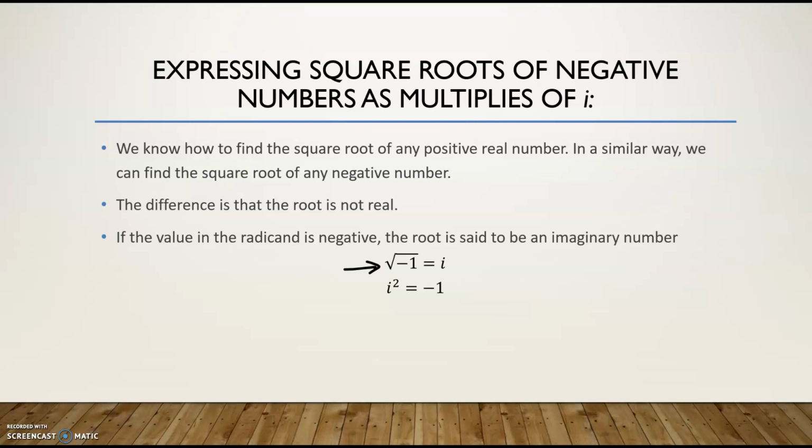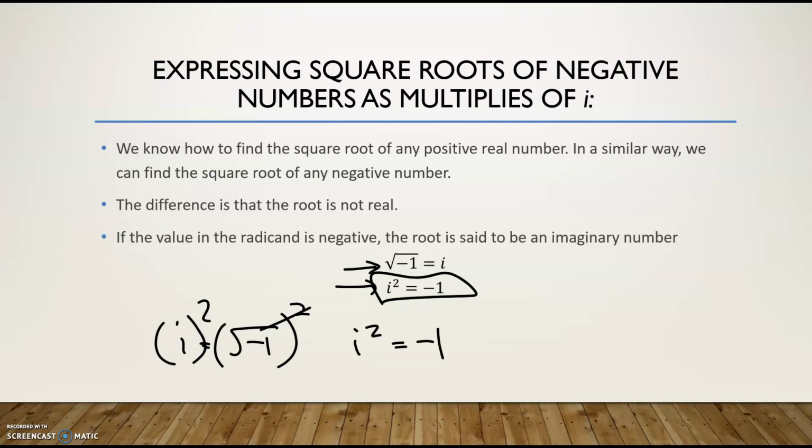Now how we get from this line to this line: if I take i is equal to the square root of -1 and I square both sides, these will cancel and I have i squared is equal to -1. That's how we are getting this right here. So these two items right here are going to be key for this section.